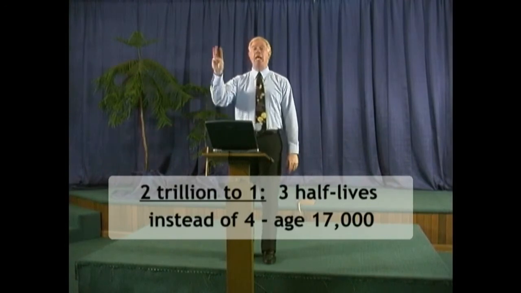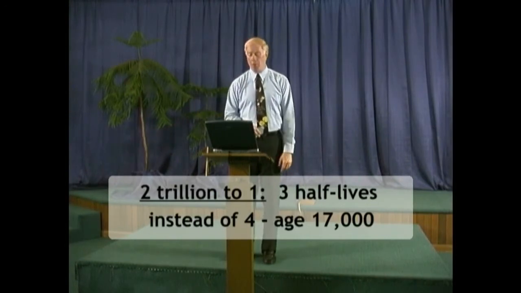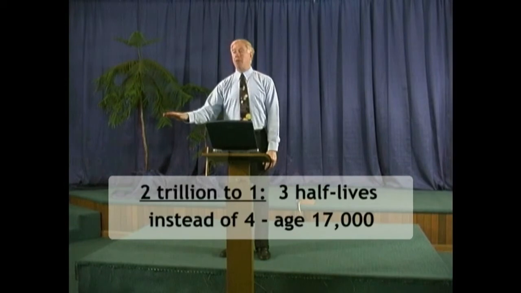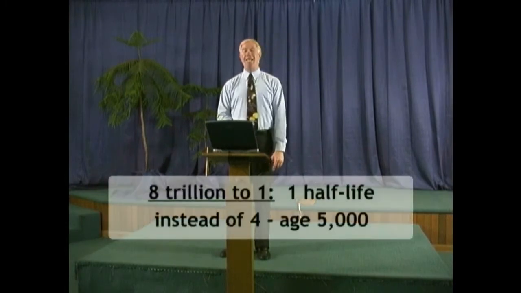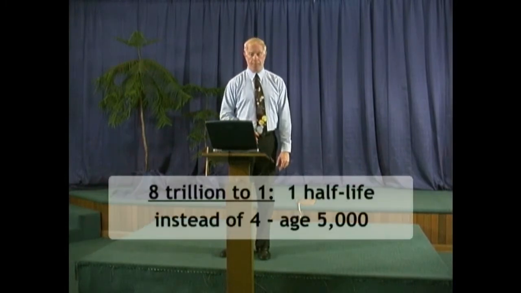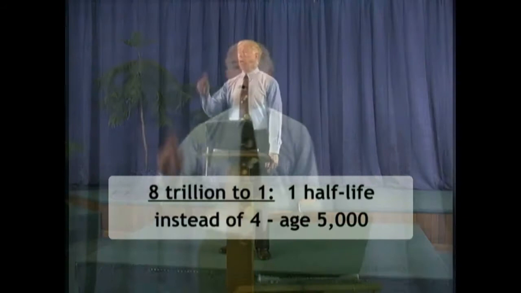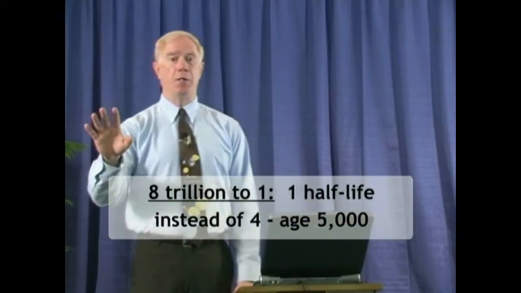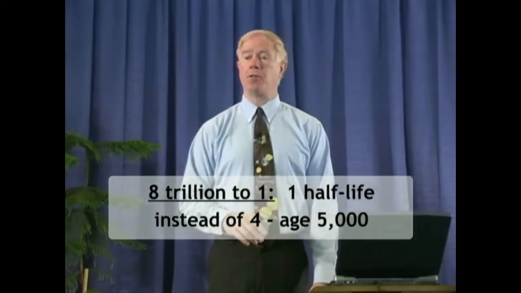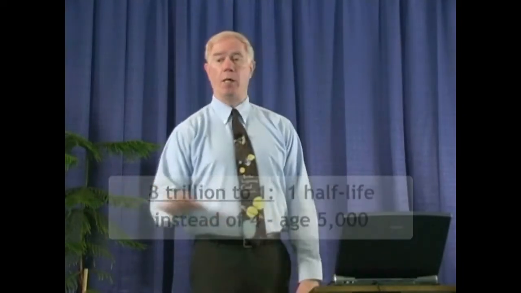That would mean only 3 half-lives have expired rather than 4, or the creature is only 17,000 years old versus 23,000. But what if the ratio was 8 trillion to 1 at one time? That would mean only 1 half-life has expired and not 4, and that would mean this creature died only about 5,000 years ago rather than 23,000 years ago. You see, the flood would make a very big difference in our dating methods.